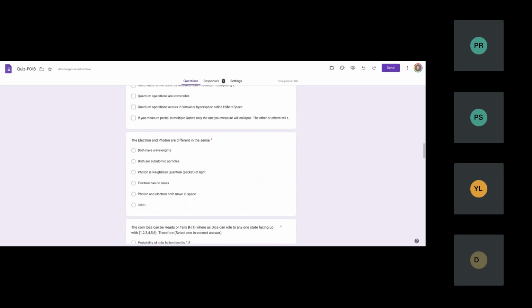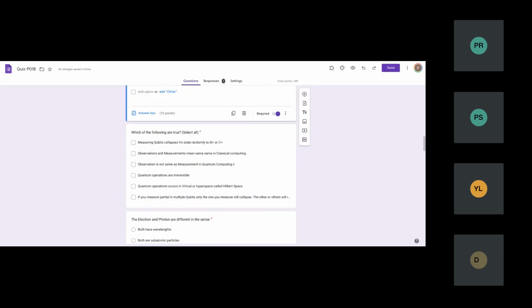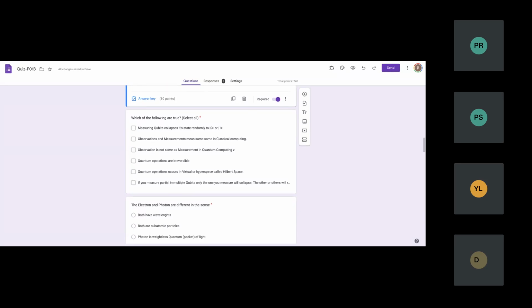Okay, let's go with the measuring qubit question. We did this already, right? Which of the following are true? Measuring a qubit collapses its state randomly, that is correct. Observer and measurement mean the same in classical, that is correct. Observer is not the same as measurement in quantum, that's correct. Quantum operations are reversible, that is incorrect. Quantum operations are all reversible.